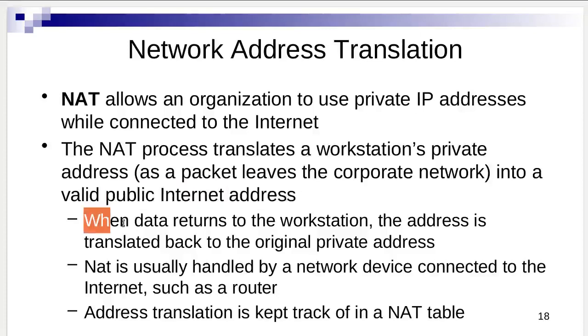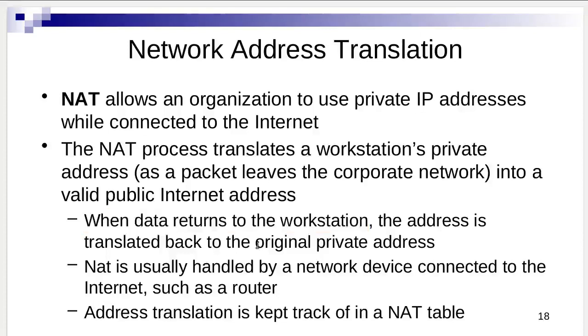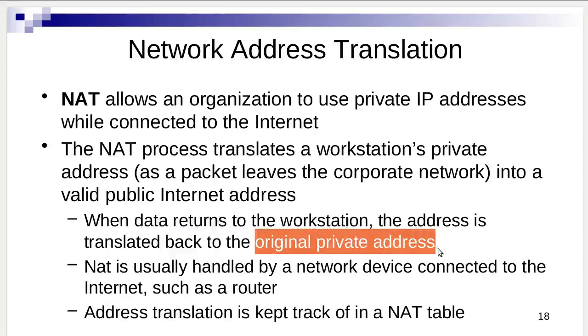So when you get data from servers outside your organization, outside your local area network, that public IP address is translated back to the original private IP address using what's called a NAT table. So you need that NAT table to do that conversion of private to public, and then when you get a message back from a server, public to private.